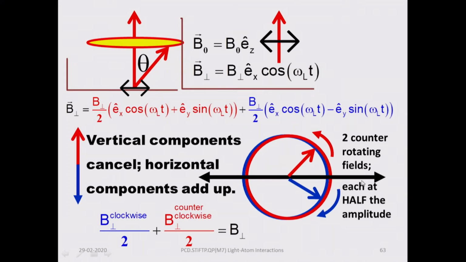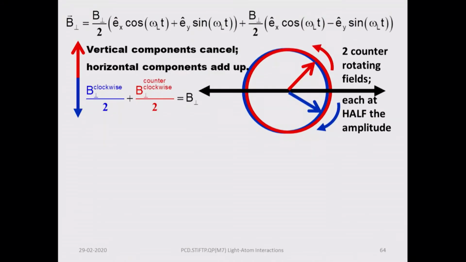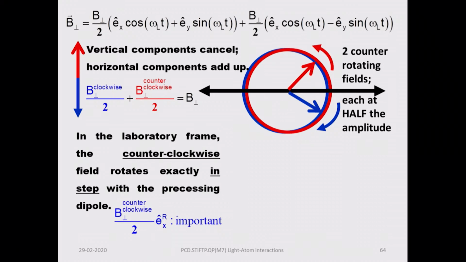twice their length, which is the length of the black arrow, which is the magnitude of the horizontal linearly polarized magnetic field. Okay? So, the transverse magnetic field can be broken into two magnetic fields, one rotating clockwise and the other rotating counterclockwise, but both of half the amplitudes. So, this is the kind of resolution we have discussed in this model earlier also.